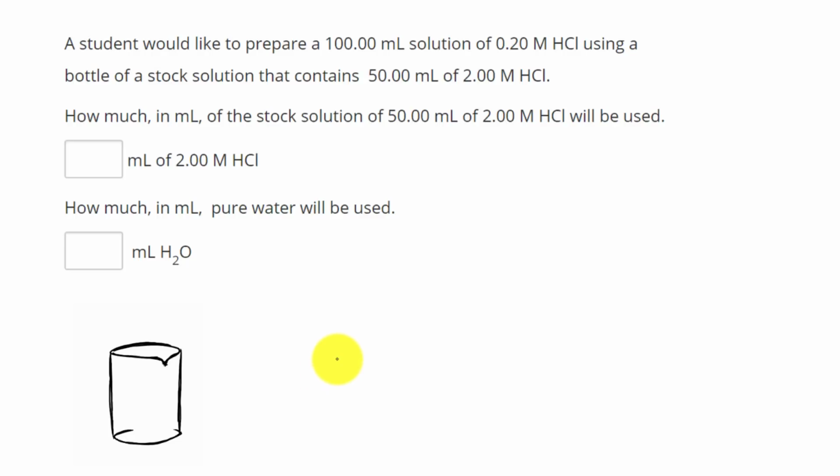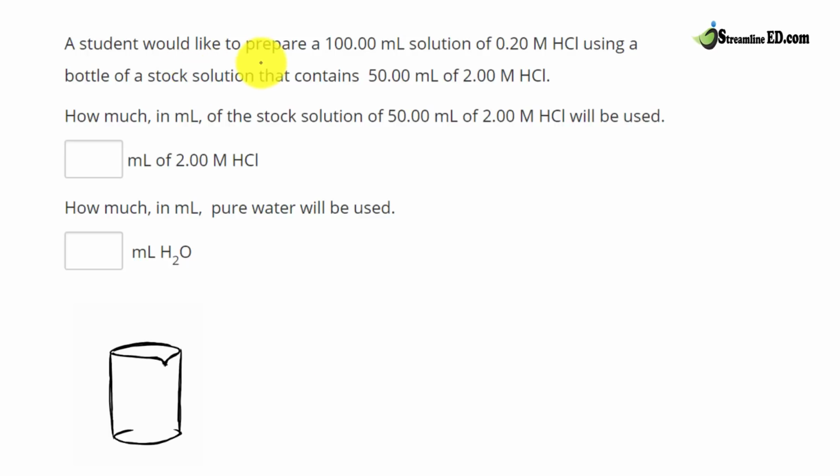In the previous lessons, we learned how to prepare a solution using a specific amount of pure water and solid solutes that we basically measure using our scale. Now, in this lesson, we are going to learn how to prepare a solution at a specific volume using another concentrated solution of that same chemical.